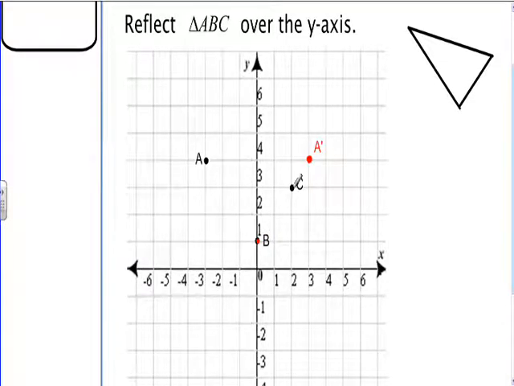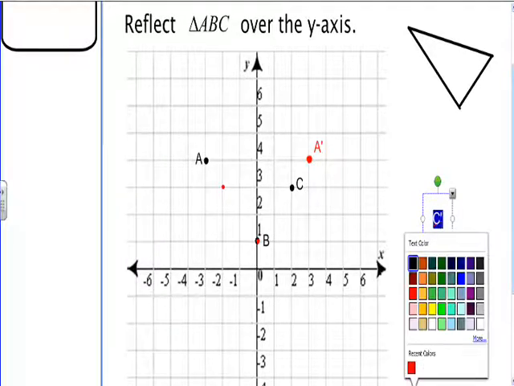And then if we look at point C, C is 2 units to the right of the y-axis, so if I reflected that, that's going to end up 2 units to the left of the y-axis, right over there. So let's label that one as well. We'll call that C prime, and we'll make it red.